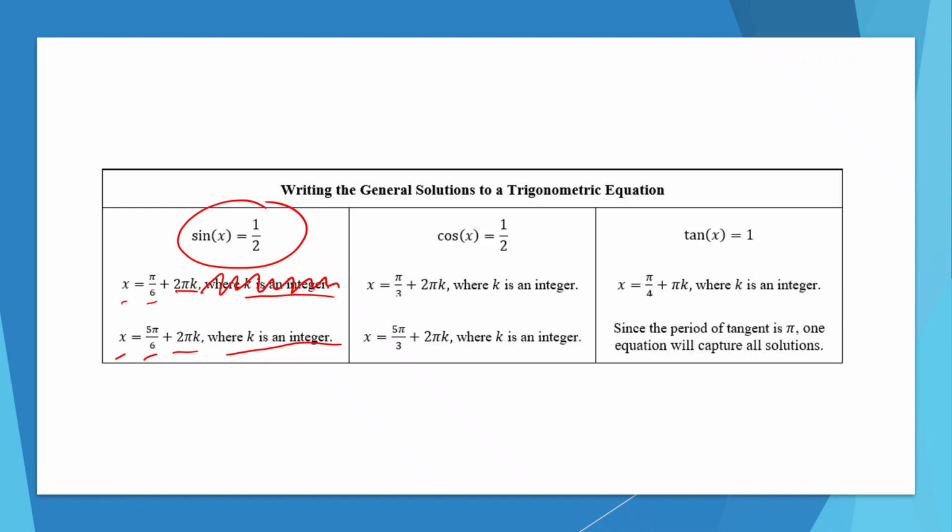And so let's take a look there. Let's take a look at the next one, which is cosine x equals 1/2. I know cosine equals 1/2 at pi over 3, right? A 60-degree angle. And then, all students take calculus, at 5 pi over 3.